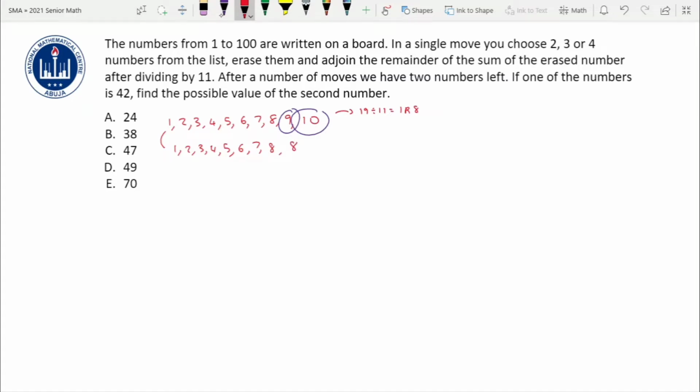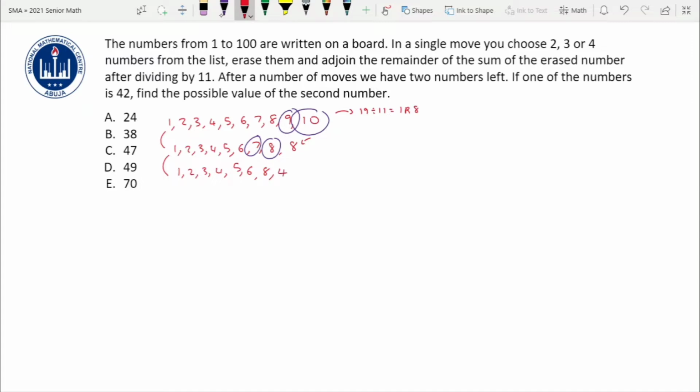Maybe in this step, we decide that we want to remove 7 and 8, for example. If you remove 7 and 8, you still have the original numbers 1, 2, 3, 4, 5, 6, and then this last 8 that we got last time. The sum of 7 and 8 is 15, and when you divide 15 by 11 you get 1 remainder 4. So instead of writing 7 and 8, you're going to write just 4. This is the kind of pattern that is happening. So you continue like this.